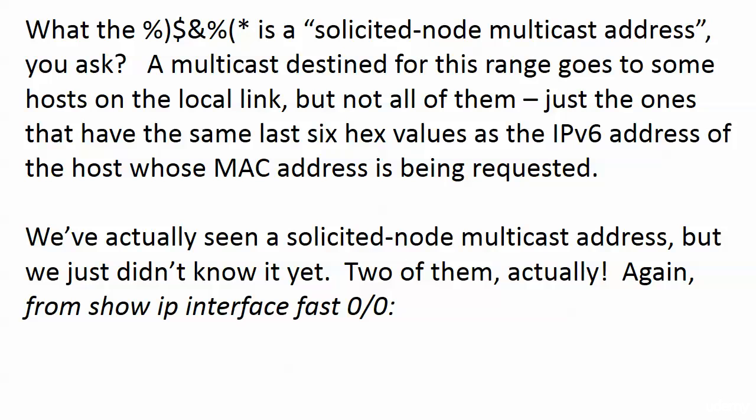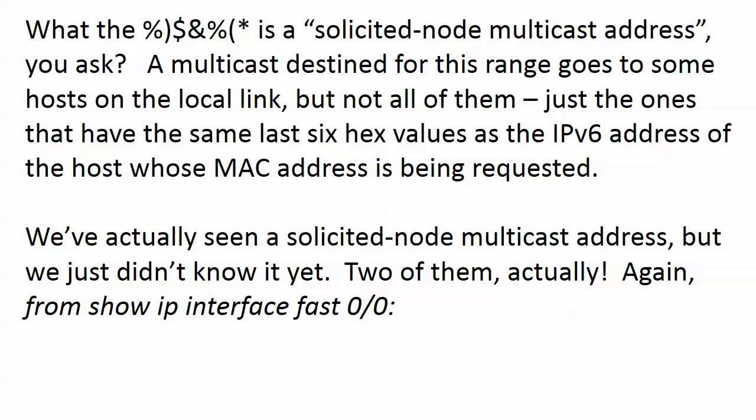Now, the one thing I want to mention up front before we get into the calculation is that the SNMA is used for other purposes besides NDP. A lot of other purposes in IPv6 that you'll run into later. So you just have to go on faith right now that this makes sense, because it's going to seem a little odd. A multicast destined for the solicited node multicast address is actually kind of a built-in range, because it's going to go to some hosts on the local link, but not all of them, just the ones that have the same last 6 hex values as the IPv6 address of the host whose MAC address is being requested.